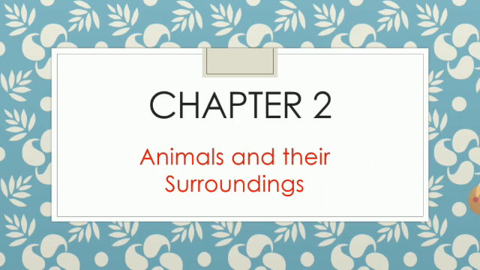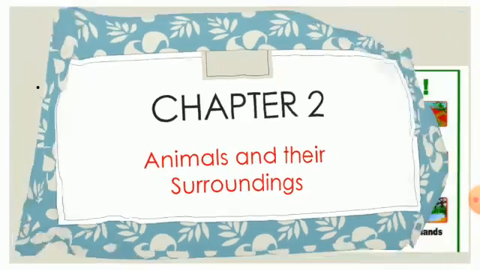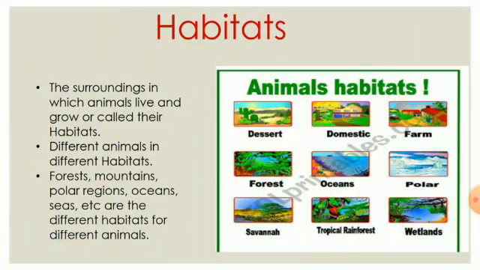So today we are going to learn about animals and their surroundings in chapter 2. So what are we going to learn about animals? The first thing is about their habitats. The word habitats is spelled as H-A-B-I-T-A-T-S. Habitats. So what are habitats?